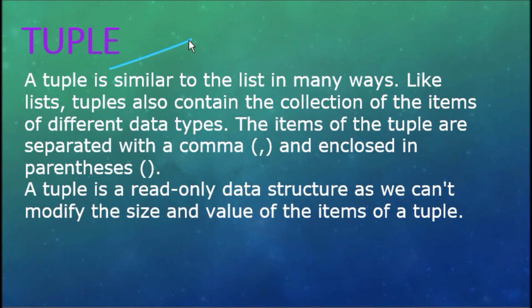Like list, tuple also contains a collection of items of different data types, and the items of the tuple are separated with commas and enclosed in parentheses. Okay, so here is the difference between tuple and list. In list, items are enclosed in square brackets, but in tuples, items are enclosed in parentheses like this.